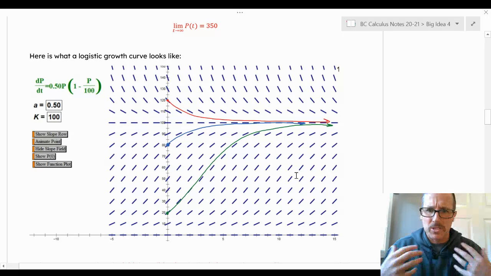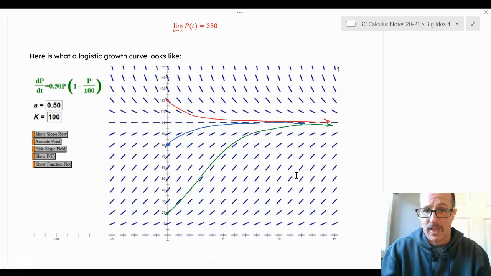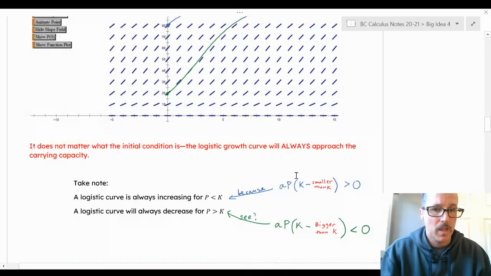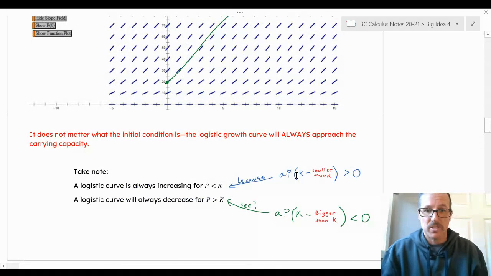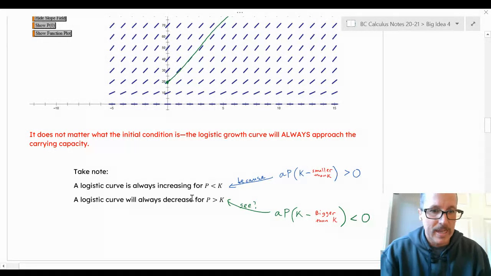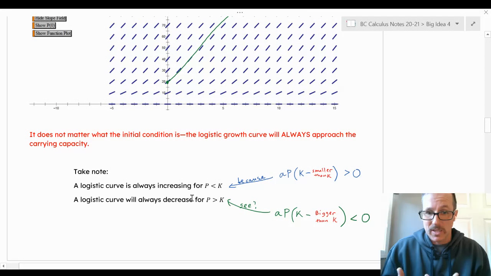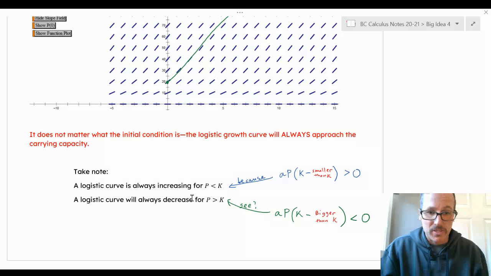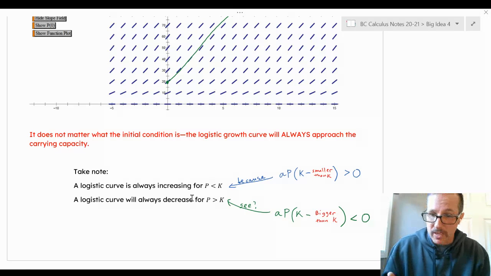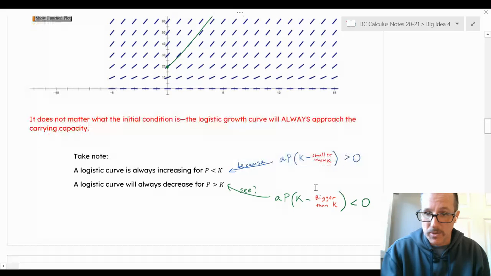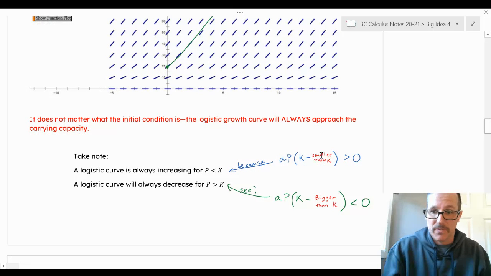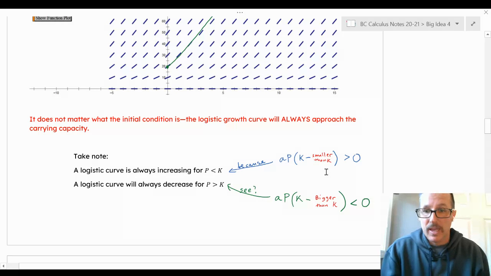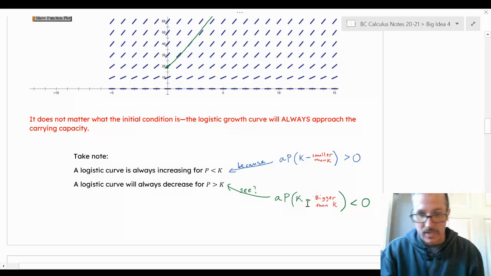So really, it's all about the shape of the curve and knowing how to find the carrying capacity. It doesn't matter what the initial condition is, the logistic growth always approaches the carrying capacity. The logistic curve is always increasing if you start below the carrying capacity, and the curve is always going to be decreasing if you start above the carrying capacity. And here's the reason why. The value of dP/dt, the slope, is going to be positive if the value of P is smaller than K, and the value of dP/dt is going to be negative if the value of P is greater than K.